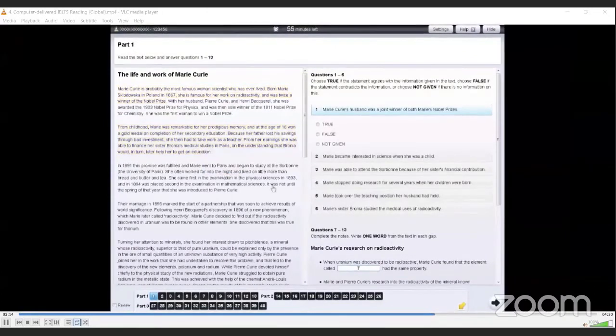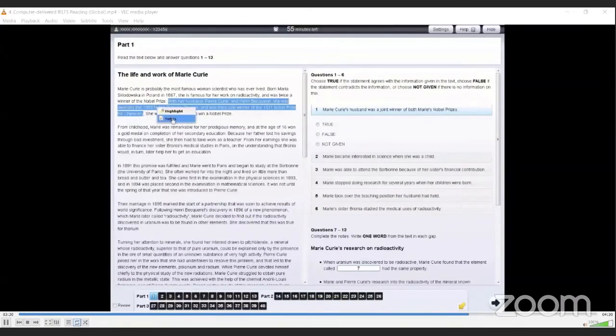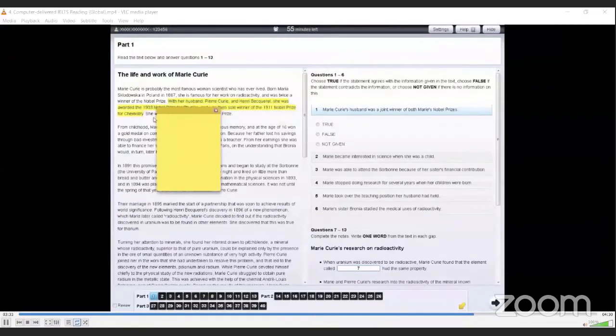You can also make notes on a section of text. To do this, left-click and drag the cursor over the section of text or question you want to make notes about. Then right-click and select the Notes option. Your chosen section of text will be highlighted and a yellow notepad will appear. You can write your notes on this.